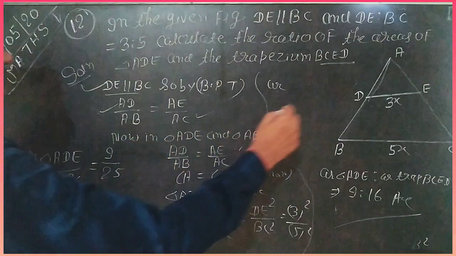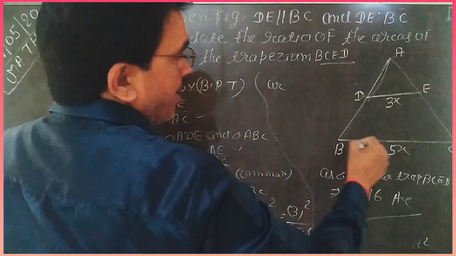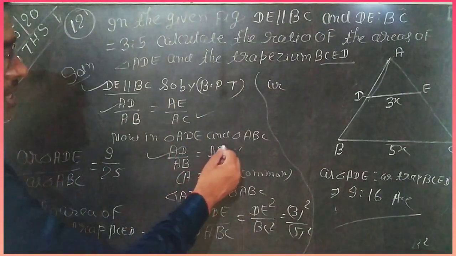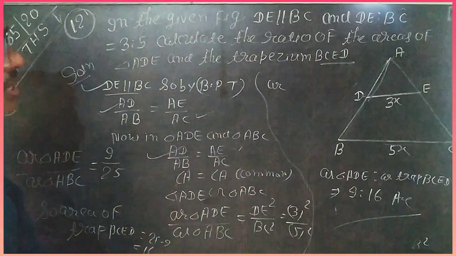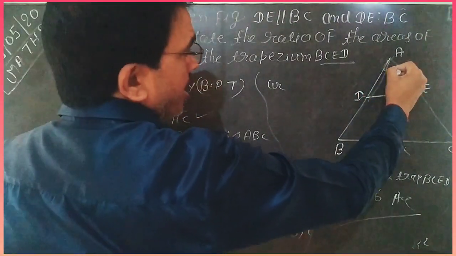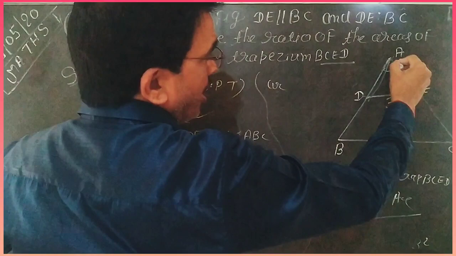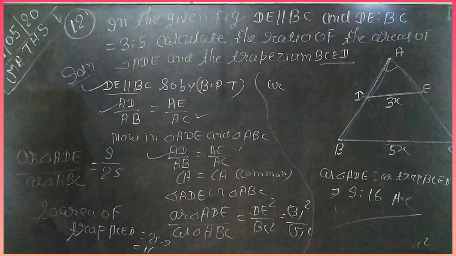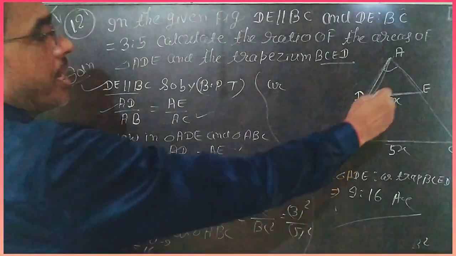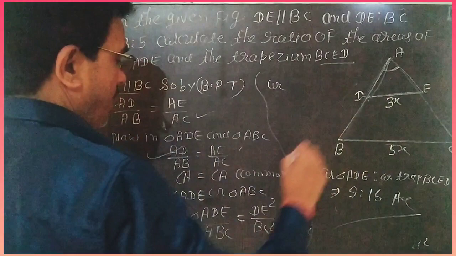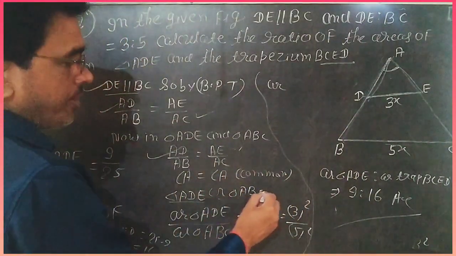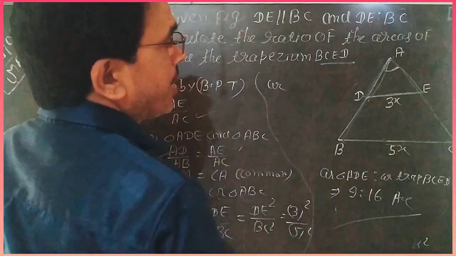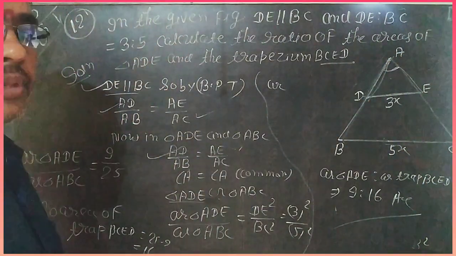And now we find the relation between ADE and ABC. Two sides are given from BPT: AD by AB is equal to AE by AC. And this angle A is common between ADE and also ABC, because A is common between the small triangle and the large triangle. So triangle ADE is similar to triangle ABC. If both triangles are similar, then the ratio of areas is equal to the square of their corresponding sides.